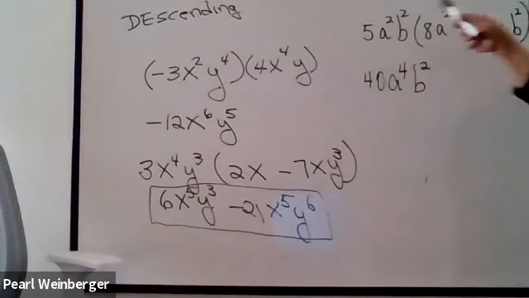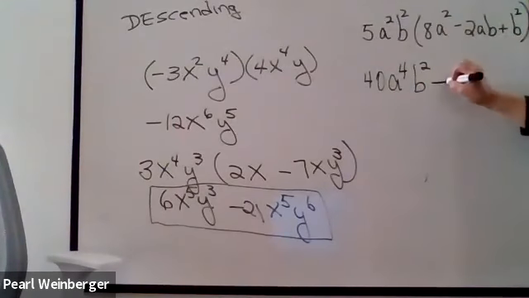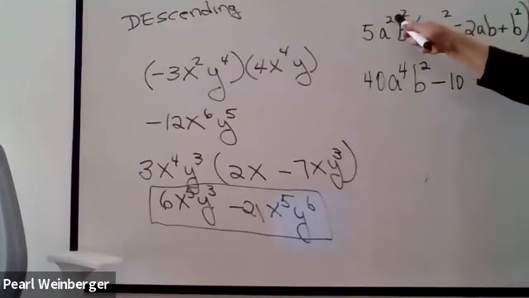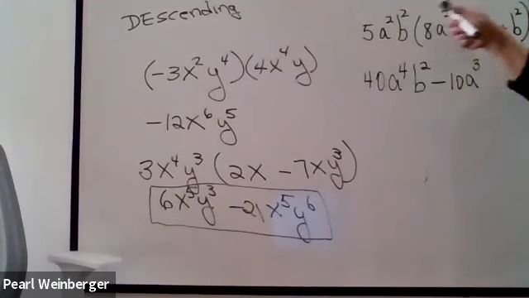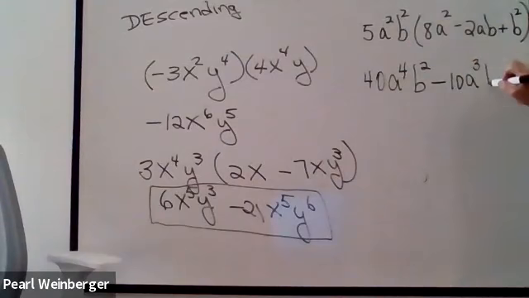Now I go to the second term. The 5 times the -2 is -10. The a^2 times the a. Remember, no exponent means that it's an exponent of 1. So 2 plus 1 is 3. So it's a to the 3rd. And b^2 times b gives me b to the 3rd.